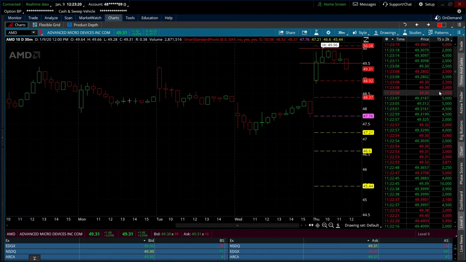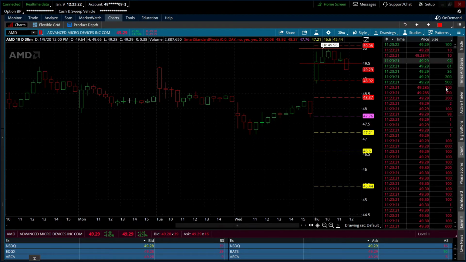All right. And if you were to be on all sizes like this, you see a lot of green and you get scared, you get out of the trade. But what you're not realizing is they're not big orders. You see these hundreds, they're not going to move the stock. All right, you got to look at the big boys.